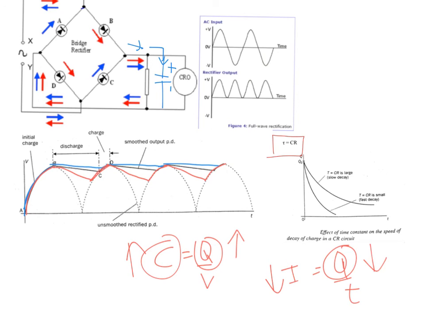The longer it takes to discharge, the smoother it is. The shorter time it takes to discharge, the faster it will drop, so less smooth it is. So use the formula CR. So that means higher the capacitance or higher the resistance, the longer it takes to discharge, so it's smoother. That's how you remember. Okay?